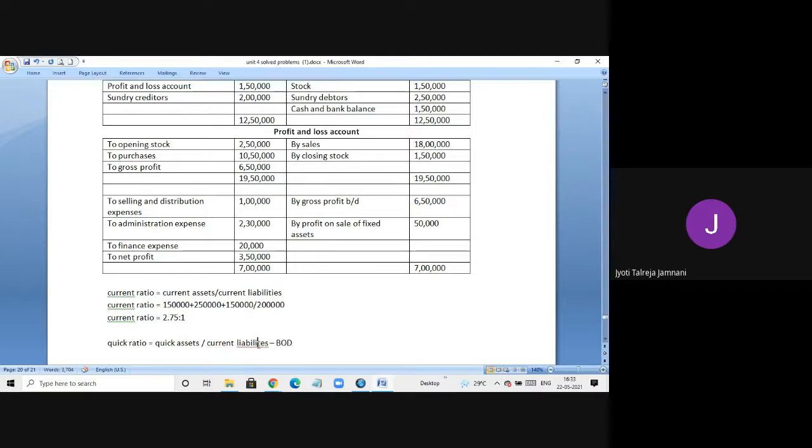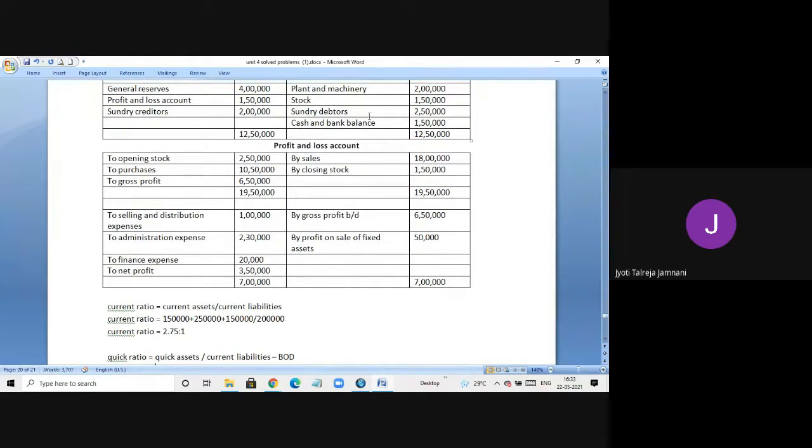So we have to find the quick assets. Quick assets are all the current assets except stock and prepaid expenses. So quick ratio is equal to, we have to leave out the stock only here because we don't have any prepaid expenses or anything else given. So except stock, we can take debtors and cash and bank balance.